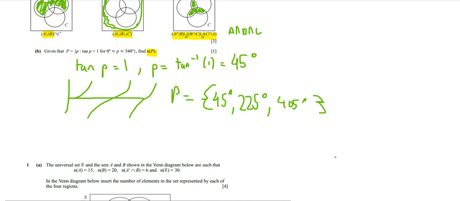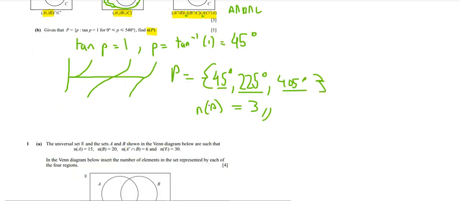Okay, that's done. And it asks us to find the number of P. Let's not forget the question focus. So the number of P, well, just count how many elements are there. 1, 2, 3. So the number of P is 3, and we're done.